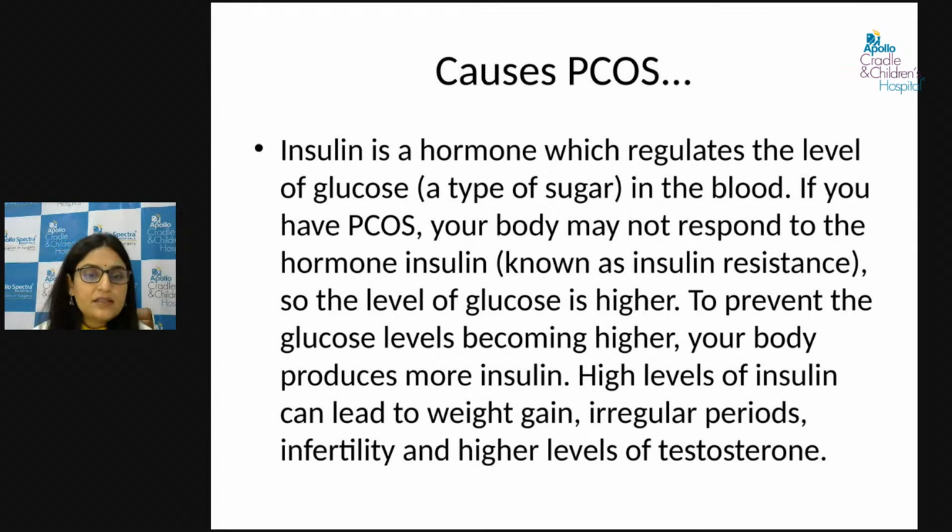Another most important reason is insulin, a hormone which regulates the level of glucose, a type of sugar, in the blood. If you have PCOS, your body may not respond to the hormone insulin, known as insulin resistance, so the level of glucose is higher. To prevent the glucose levels becoming higher, your body produces more insulin. Higher levels of insulin can lead to weight gain, irregular periods, infertility, and ultimately a higher level of testosterone, which I said earlier can lead to abnormal hair growth, hair fall, acne, and all these symptoms.